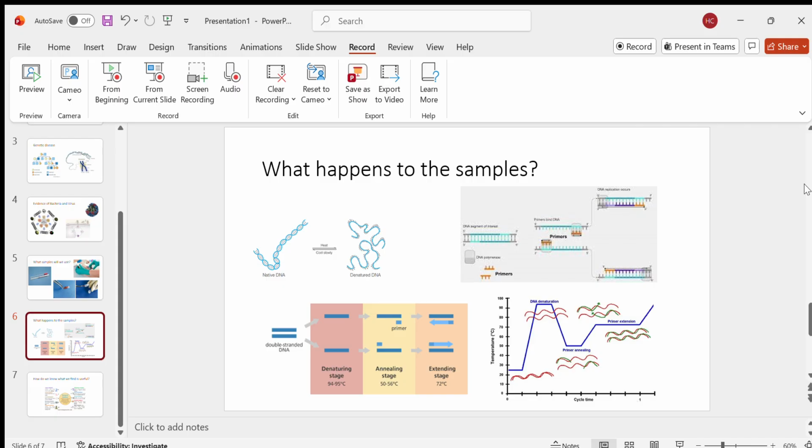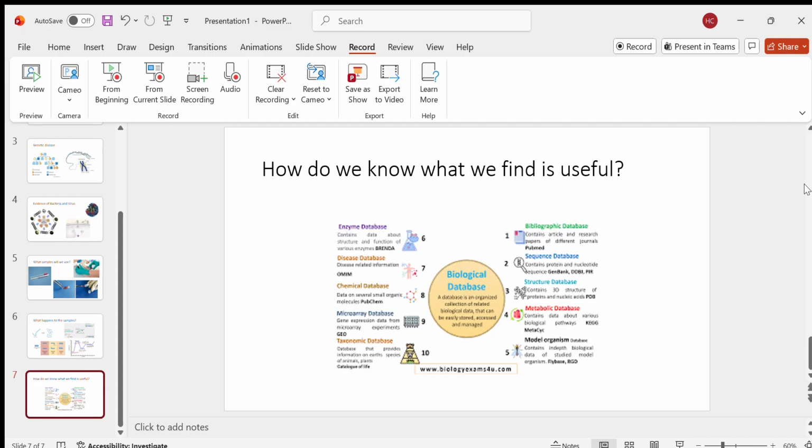And once we get that information, how do we know it's useful? There are a lot of databases that we can use to assess that.